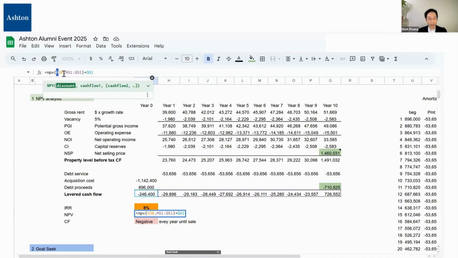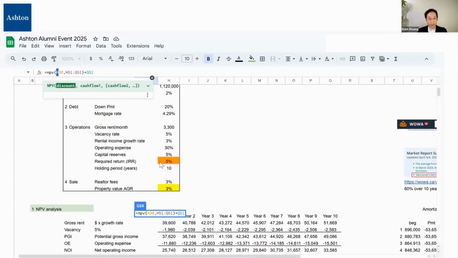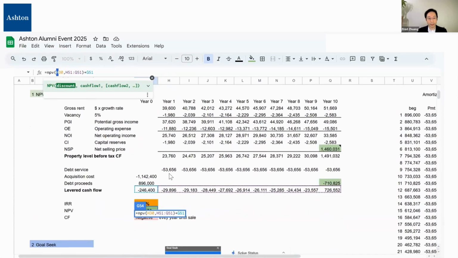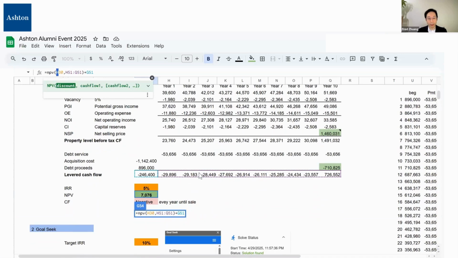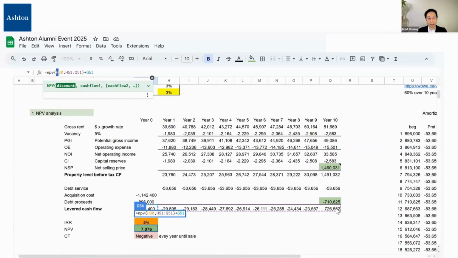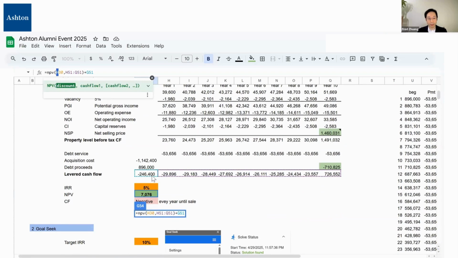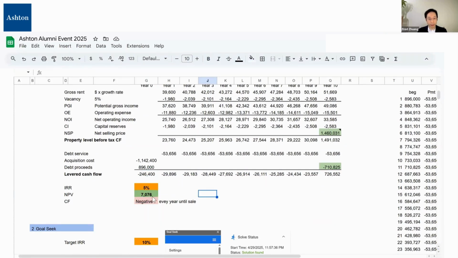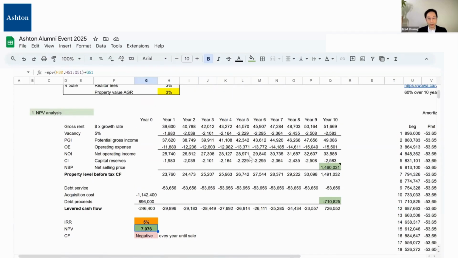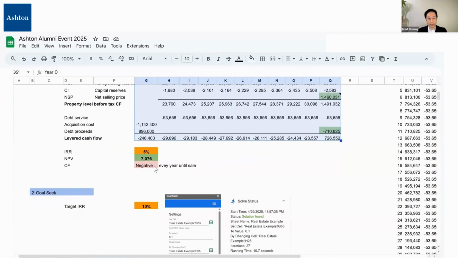And this formula is asking us a few variables. The discount rate. So that is the required return that the investor is hoping to achieve. And the combined cash flow from year 1 to 10 plus the initial investment. When we get all the information set up, we see the number here is $7,000.